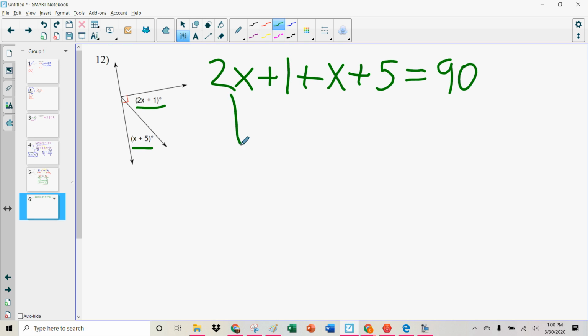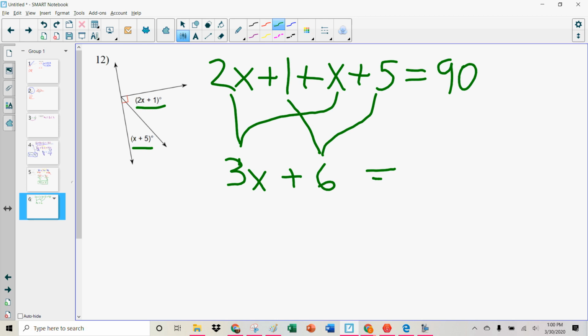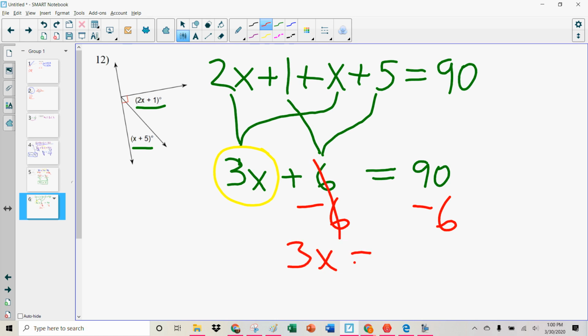Combining terms, 2x and 1x gives me 3x. A positive 1 and a positive 5 gives me positive 6. I want my variable term to stay where it is, so I subtract 6 from both sides of the equation. This leaves me with 3x equals 84.